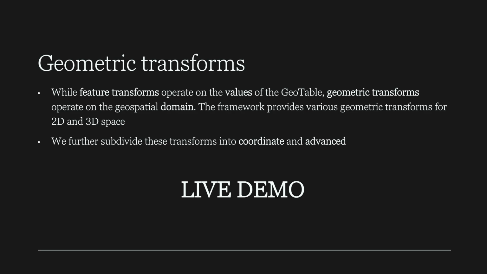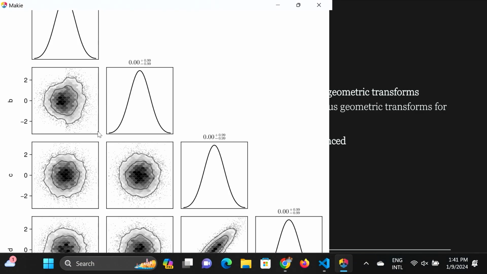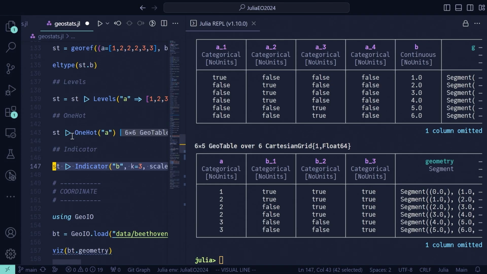These are the ones that take the geometry and produce a new geometry column in a way that's not materializing the geometries, right? So it's smarter than that. And we can divide these geometric transforms into two types as well, coordinate transforms and advanced ones. I call it advanced because I couldn't find a better name, but coordinate ones are the easiest ones to understand, and they are the most popular in geospatial work.